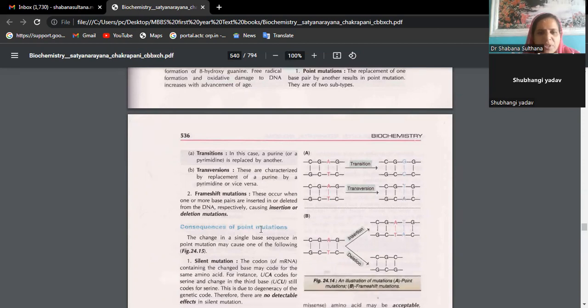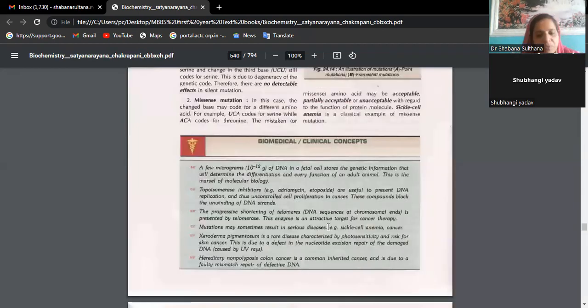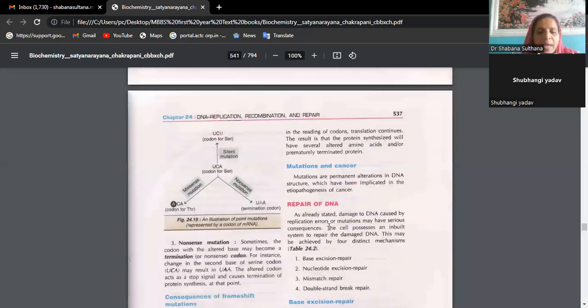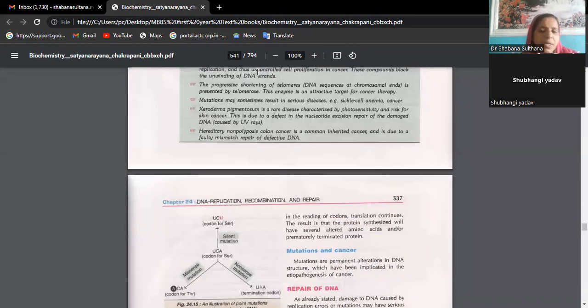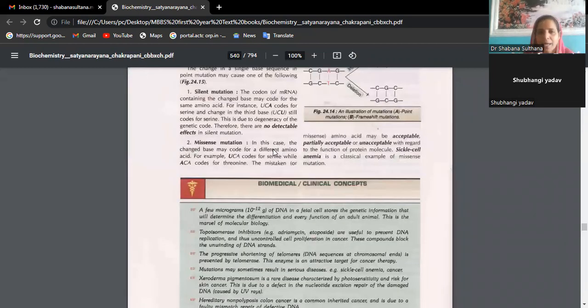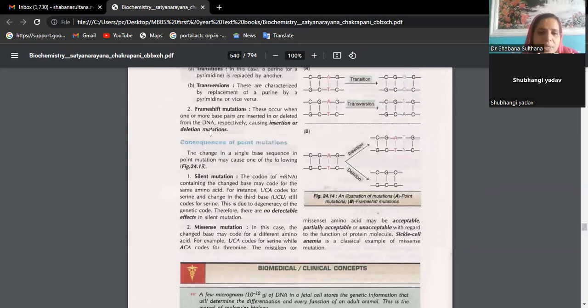Next, we have frame shift mutation. What does that mean? A particular part of the genetic information is being shifted. Like in a genetic code, 3 or 4 codons are being cut and pasted at the end of the genetic information, at the 3 prime or 5 prime end. Big pieces are being cut and pasted. So that is frame shift. These occur when one or more base pairs are inserted or deleted from DNA. It may cause insertion or deletion mutation.